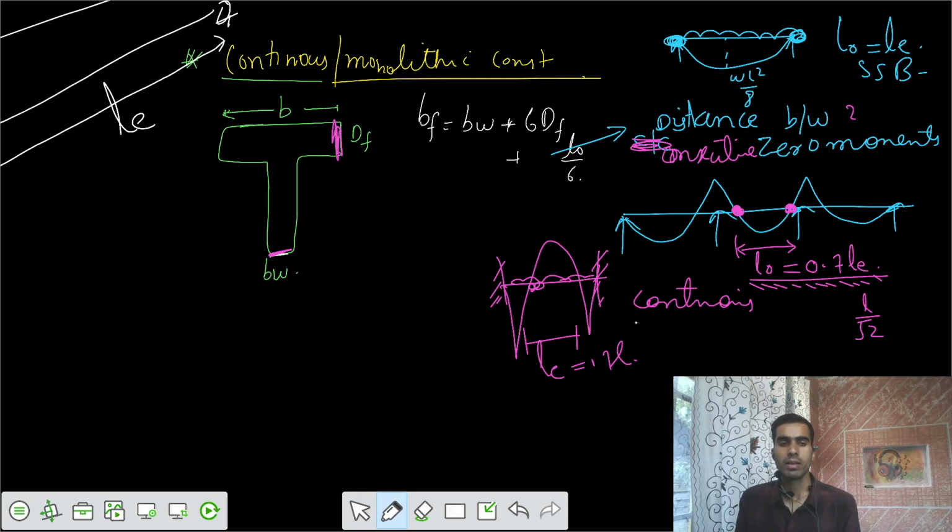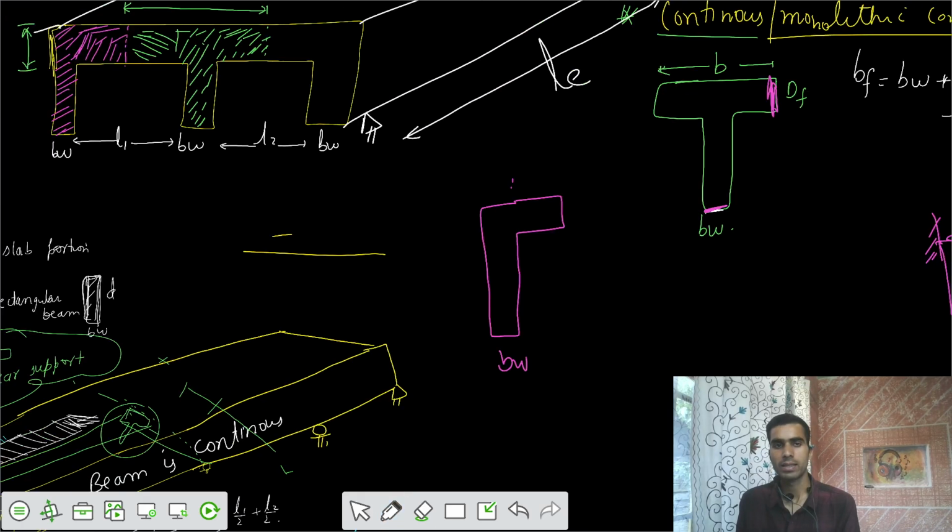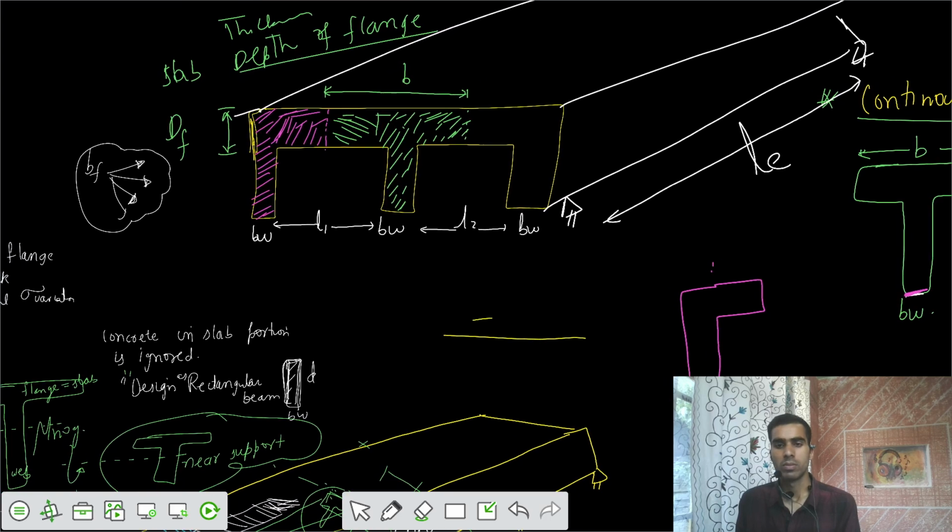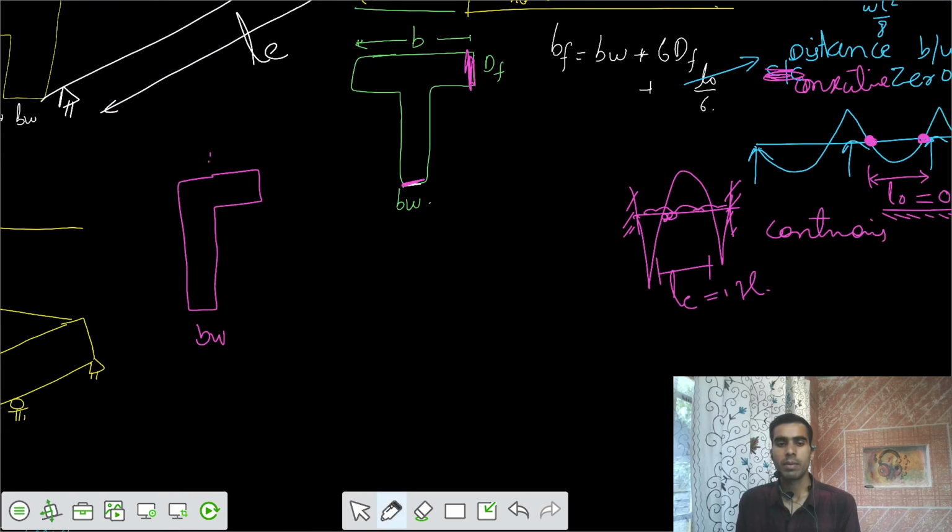And if the beam was L type, at the end side, we have some width of bw and some length of L1 by 2 from the end side. For the L type beam, we have the equation where bf is the effective width of flange, equal to bw plus, but we write here 3 times df only, and in the second term we write L naught by 12.